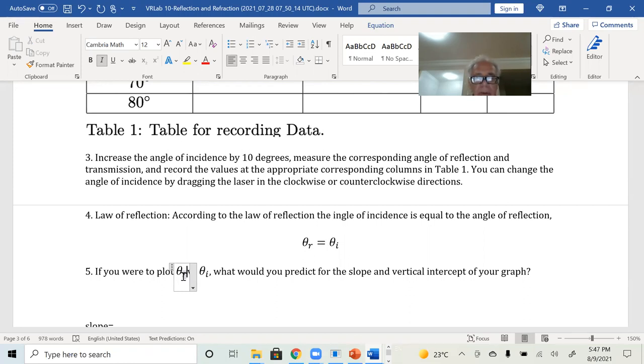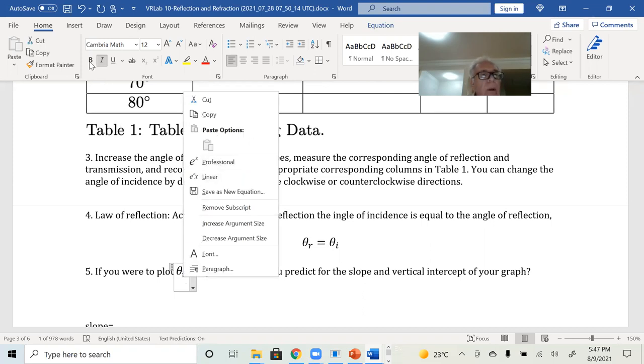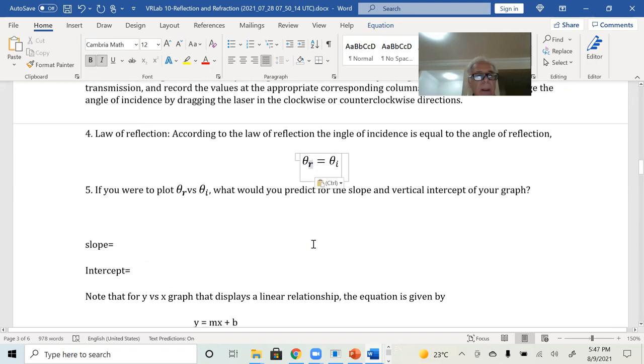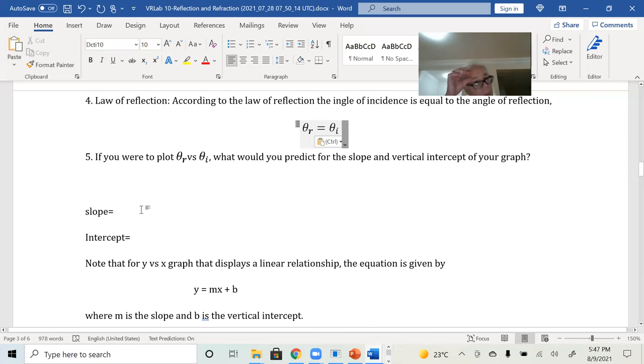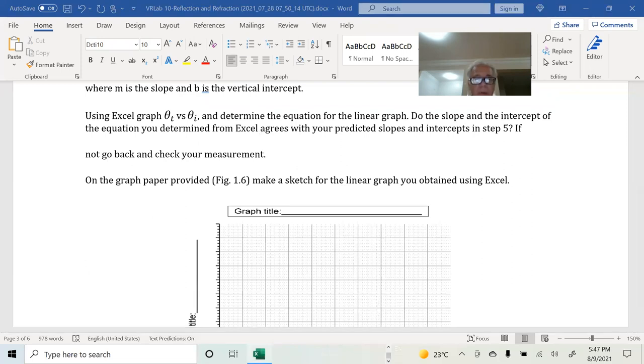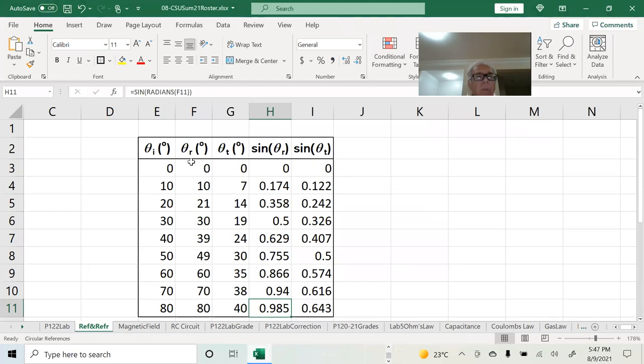What would you predict for the slope and vertical intercept of your graph? Okay, here we go. Slope. So you tell me, what would be the slope? What would be the intercept based on this formula here? And let's go ahead and plot on the graph provided. Make a sketch of the linear graph you obtained using Excel. Just copy and paste from Excel. Let's see, theta R.